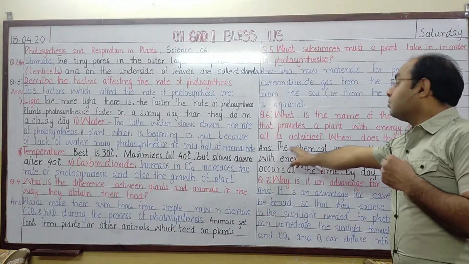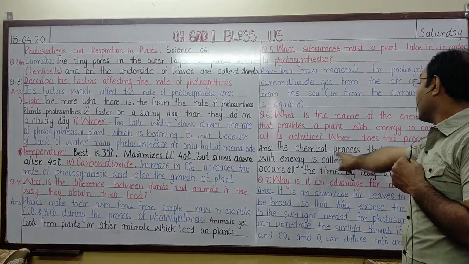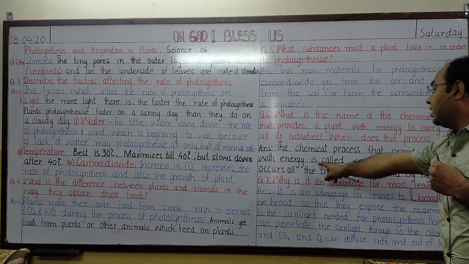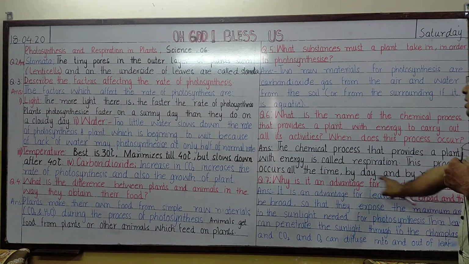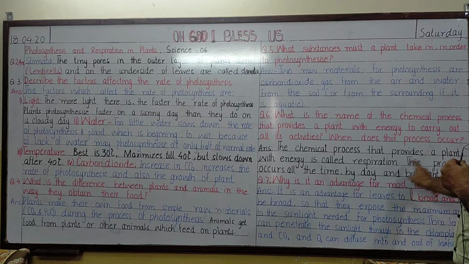But here, that means the process is known as respiration. The chemical process that provides a plant with energy is called respiration. The second part of the question was, when does this process occur? And my dear, this process occurs all the time, by day and night.